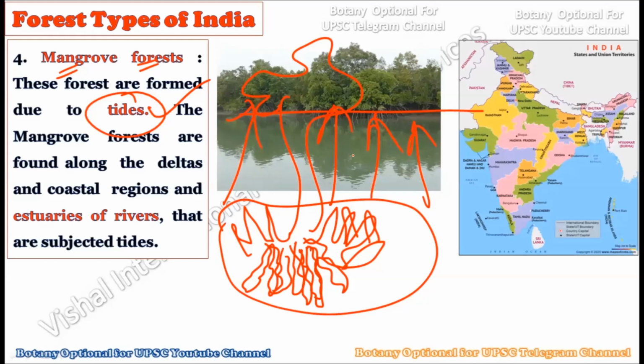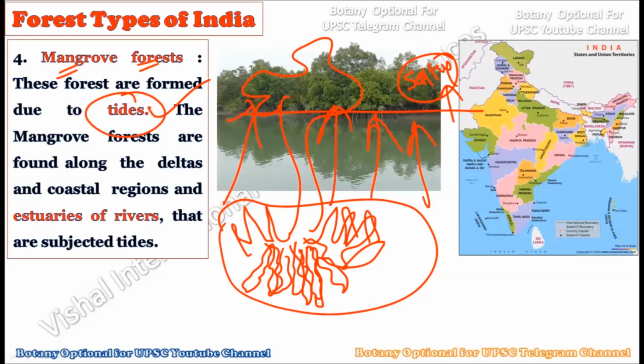The second stress which is present along with the tides is the presence of salty water, and they are typically adapted to these salty waters. They have a special mechanism to filter out the salts from the water and absorb the clean water throughout their bodies. Okay, so these are types of forest which are present in India as well. These forests are present along the seashores. They have the typical stresses of the tides and the salts.